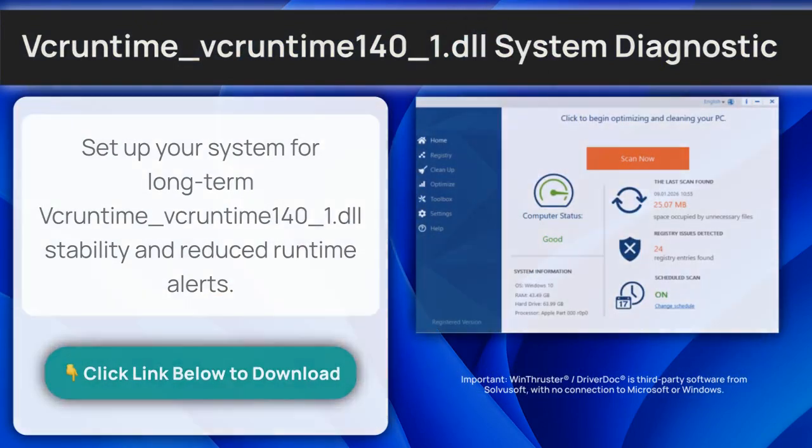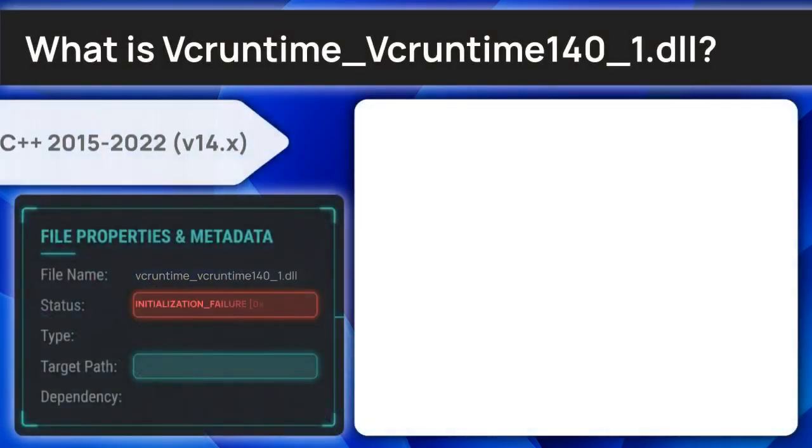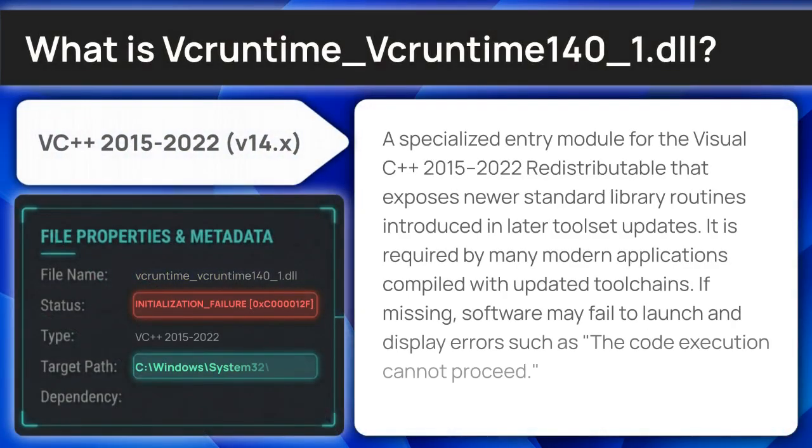This is the Visual C++ Runtime 141 module, a specialized entry module for the Visual C++ 2015-2022 Redistributable that exposes newer standard library routines introduced in later toolset updates. It is required by many modern applications compiled with updated toolchains. If missing, software may fail to launch and display errors such as the code execution cannot proceed. Now that we've covered what the file does, let's jump into our first fix.